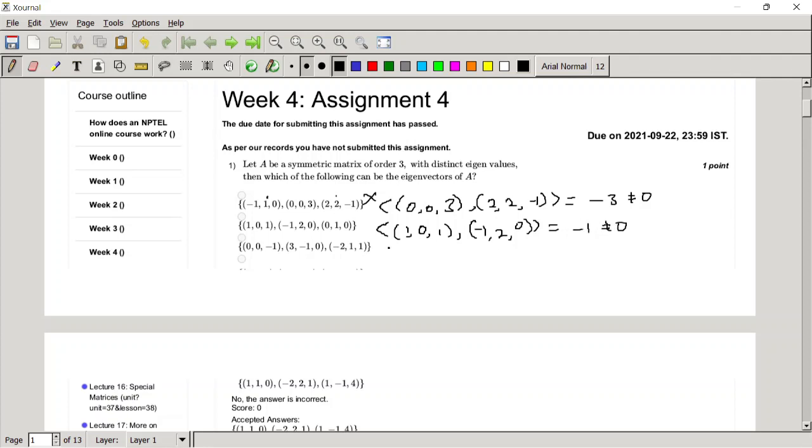Similarly, for the third option, we can take the second and third vectors because the first and second vectors are orthogonal. So I'm just taking the second and third vectors: 3 minus 1 0 and minus 2, 1, 1. This is equal to minus 6 minus 1, which is minus 7, not equal to 0. So the first three options are not eigenvectors of matrix A, because of the symmetric property.